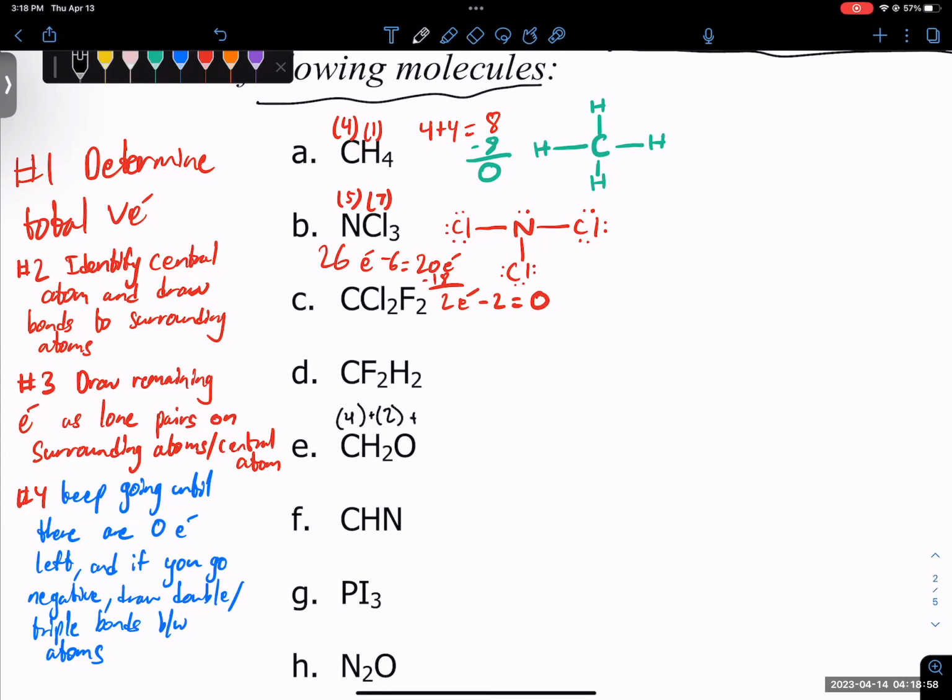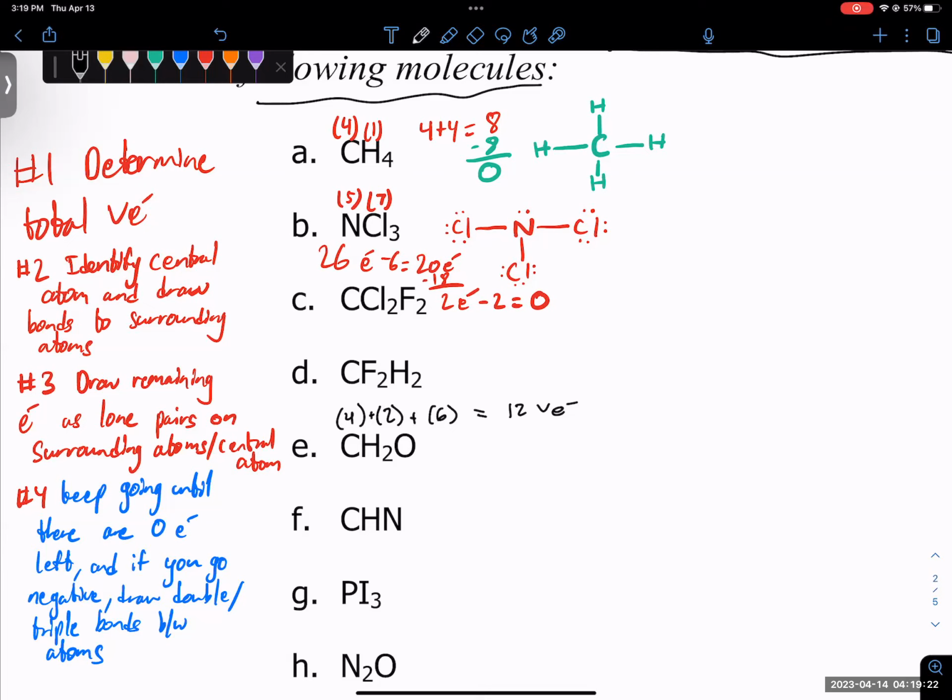And how many valence electrons does oxygen have? 6, right? It's in group 6 of the periodic table, the main group. So it contributes 6 valence electrons. So we have a total of 12 valence electrons. Now what we typically will do is figure out which one is the central atom.